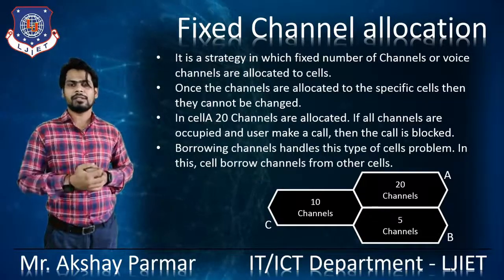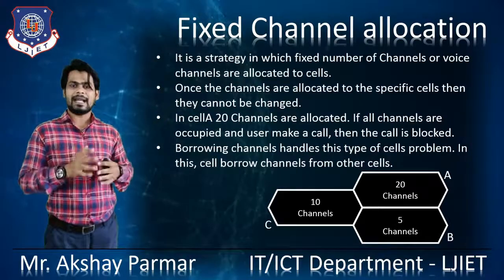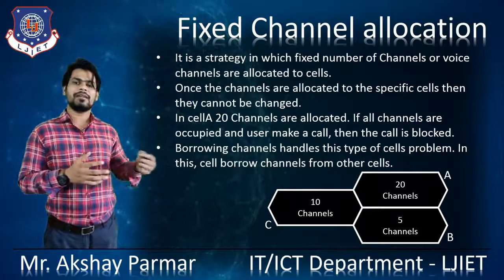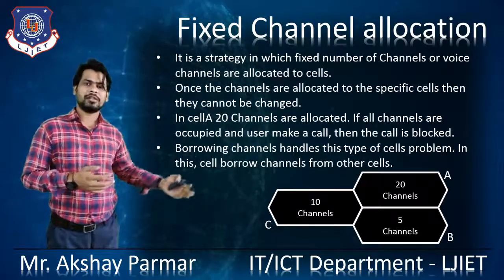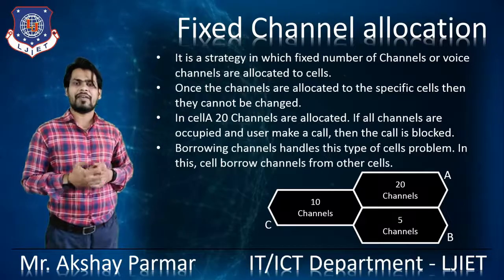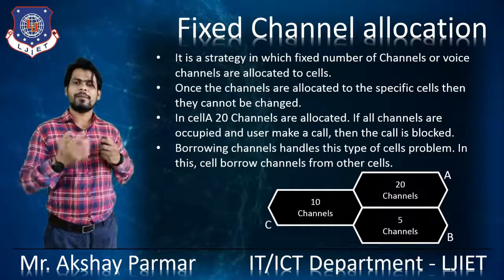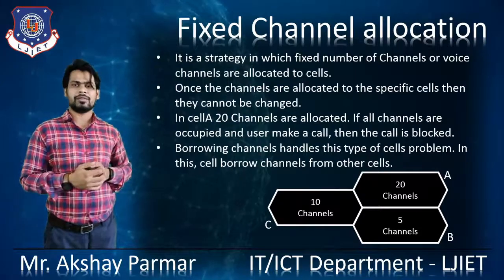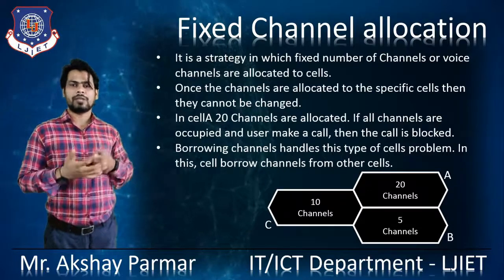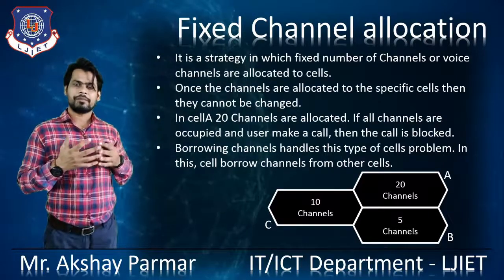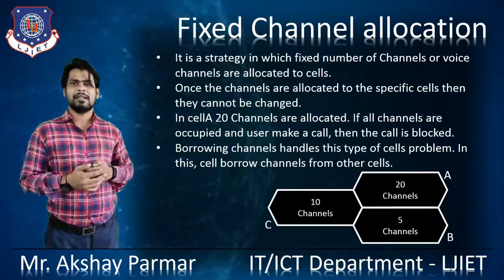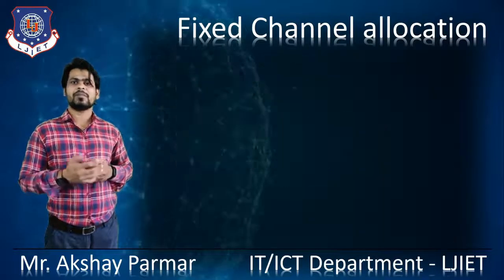So what is the solution to this problem? We can borrow channels in this type of cell problem. In this, the cell borrows channels from another cell that is nearby. You can borrow channels from cell B or from cell C. Cell B has 5 channels and C has 10 channels, so you can borrow channels from those cells also, right? To overcome this problem, when all the channels are occupied and a user makes a call, they can borrow channels from the nearby cells. So that's how fixed channel allocation works.